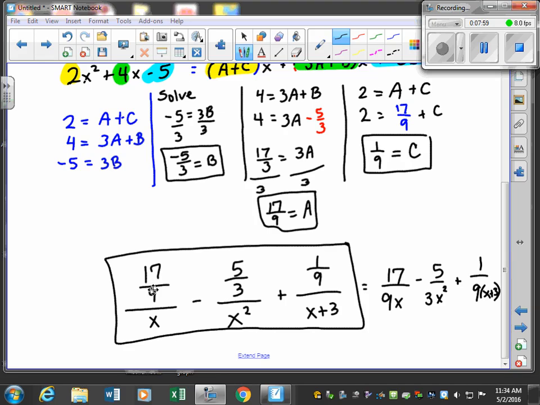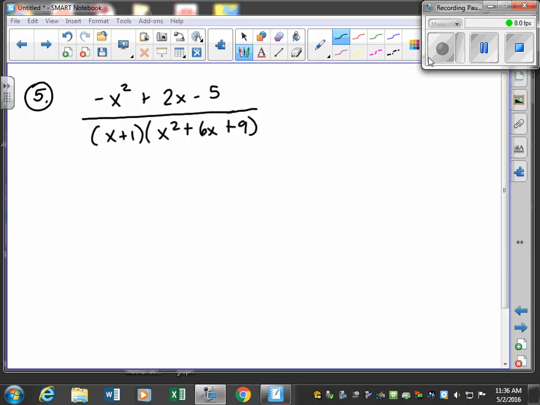Okay, just so that you could distinctly see your A, B, and C here. Also, if you wanted to simplify this, it could be rewritten as 17 over 9x minus 5 over 3x squared plus 1 over 9 times x plus 3. But this format right here just lets us clearly see our A, B, and C values.